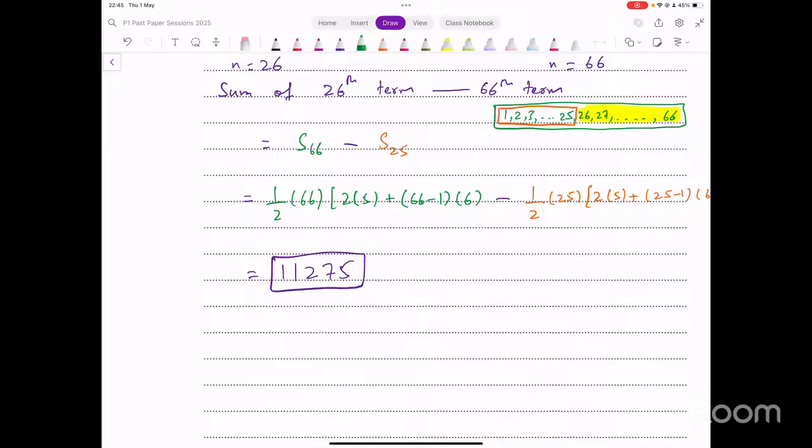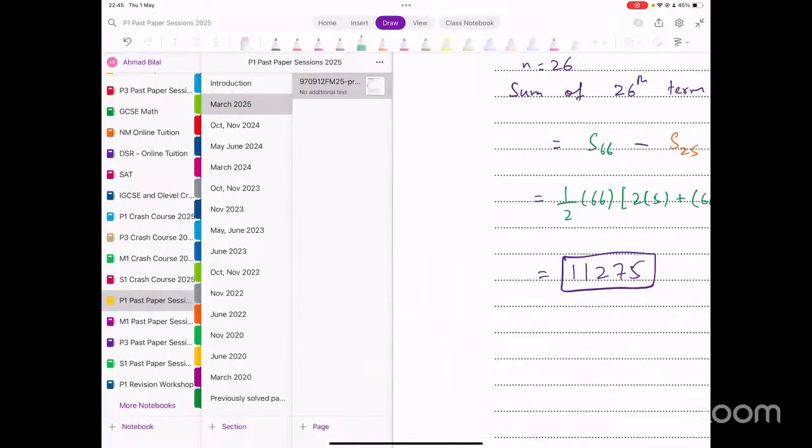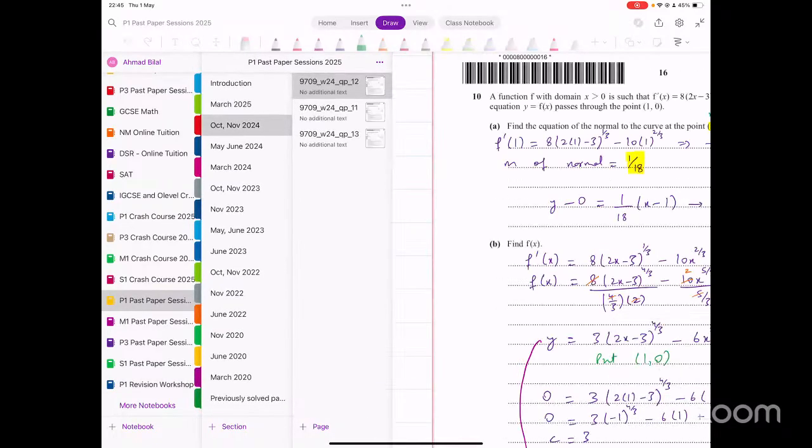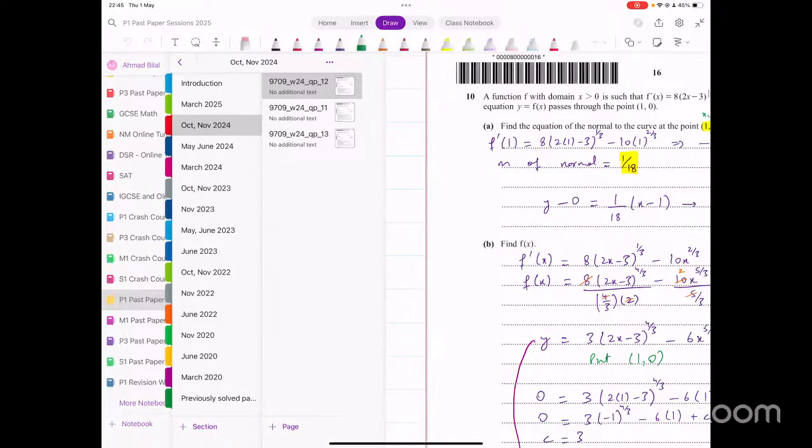2024 October, November, paper 1-2 circular measure.